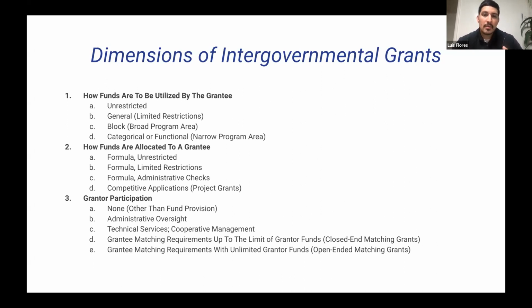And really, a very big important factor. Well, there's three that he kind of outlines. The first being how the funds are going to be utilized by the grantee. And this is really kind of where we get into the specifics of the different types of intergovernmental grants available.